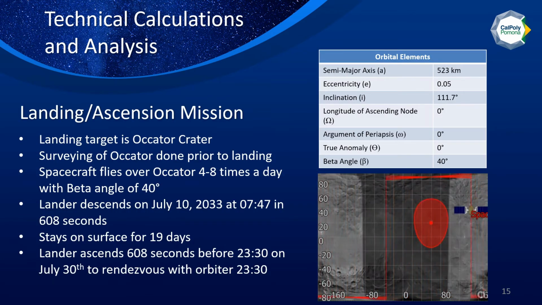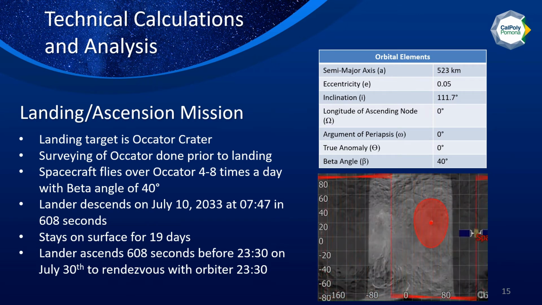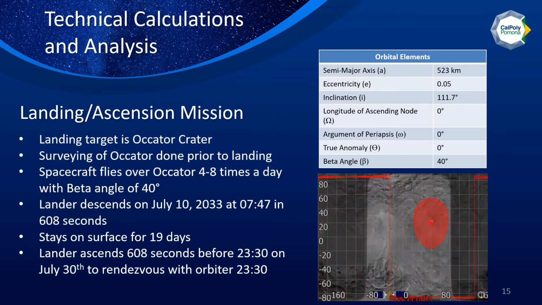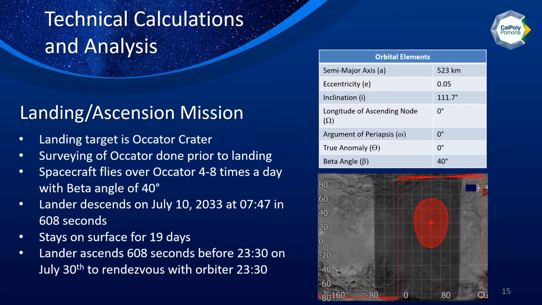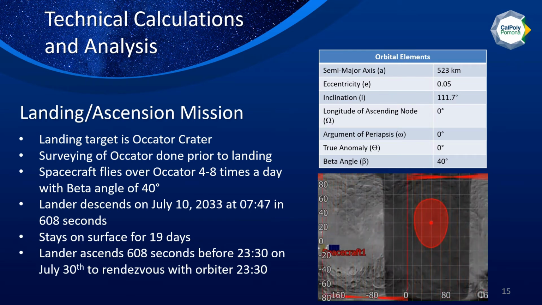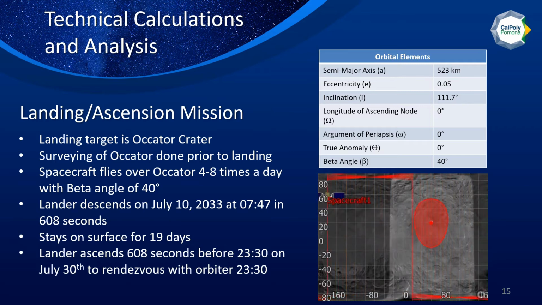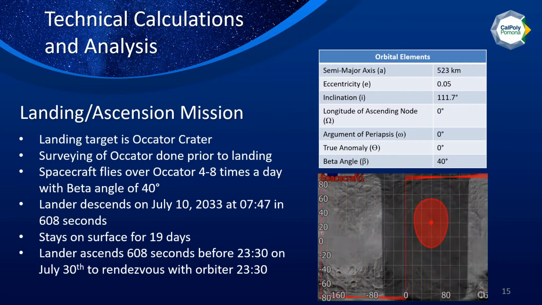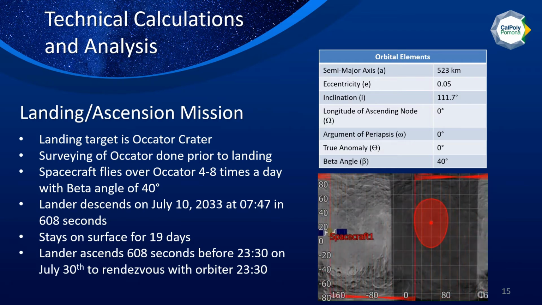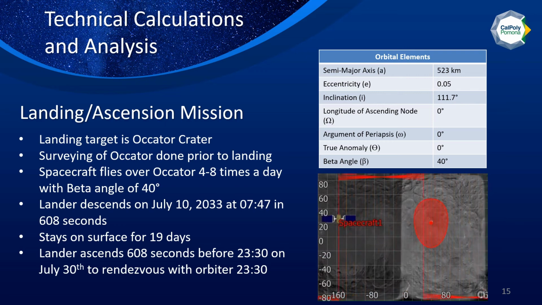First, the spacecraft will perform reconnaissance of the landing area. This spacecraft will fly over the Orbital crater between 4 and 8 times a day with a beta angle of 40 degrees. The lander and the capsule will then detach from the spacecraft and descend to the surface on July 10, 2033 in 608 seconds. The lander will spend 19 days on the surface and collect about 1 kilogram of samples. On July 30th, the lander will ascend for 608 seconds before the orbiter is directly above it at 2330.